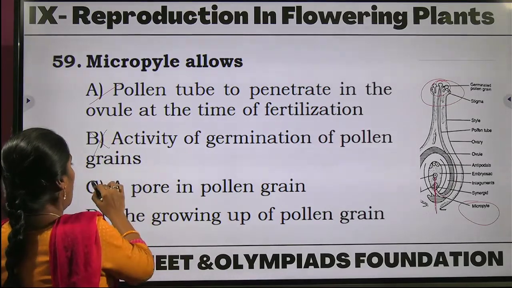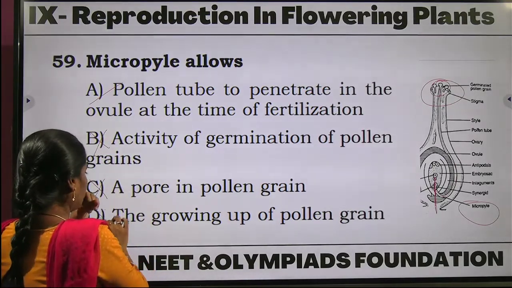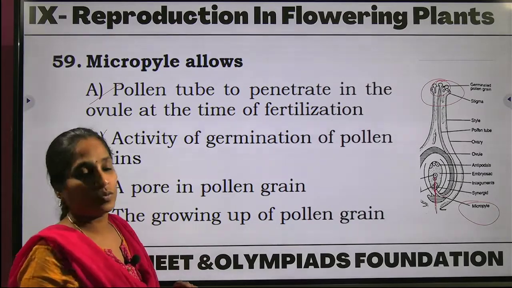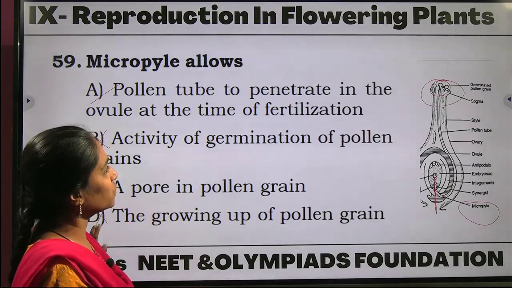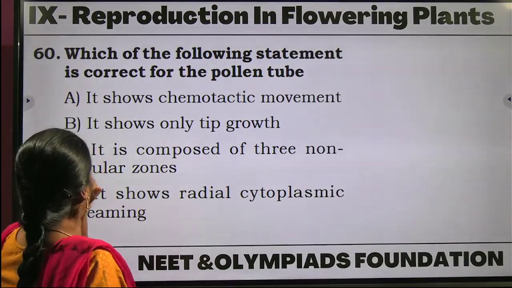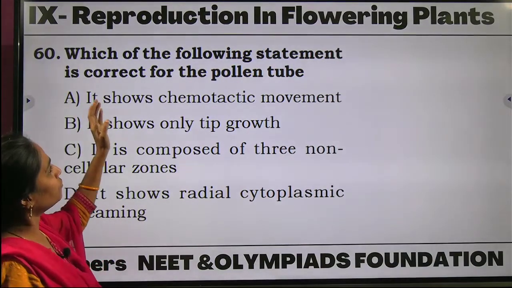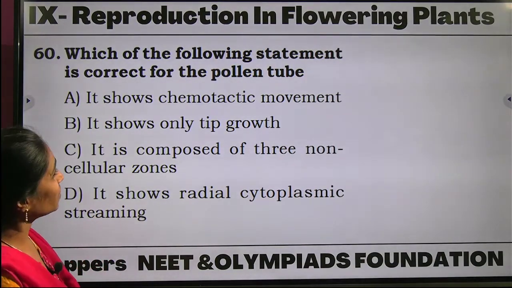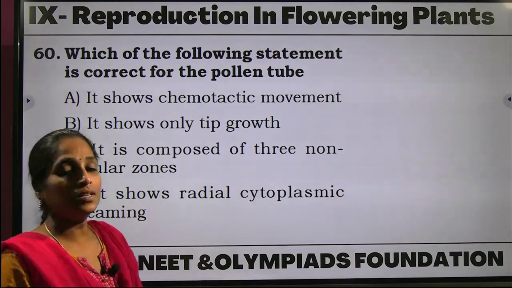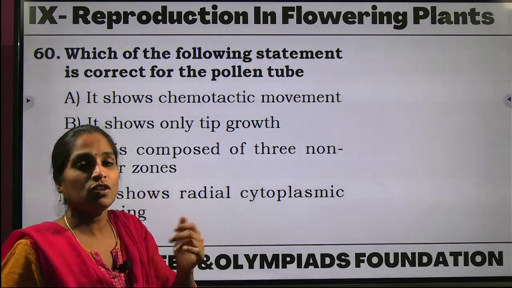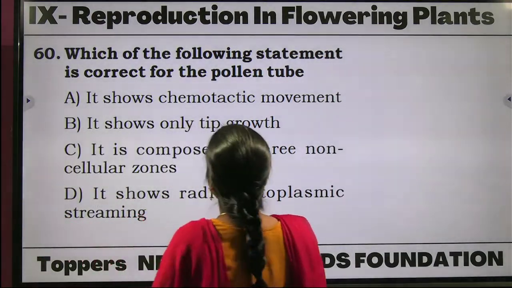The remaining B, C, D are the wrong ones, right? Coming to the next question. Which of the following statements is correct for the pollen tube? So he is asking what the function of the pollen tube is. Let us see what that is.